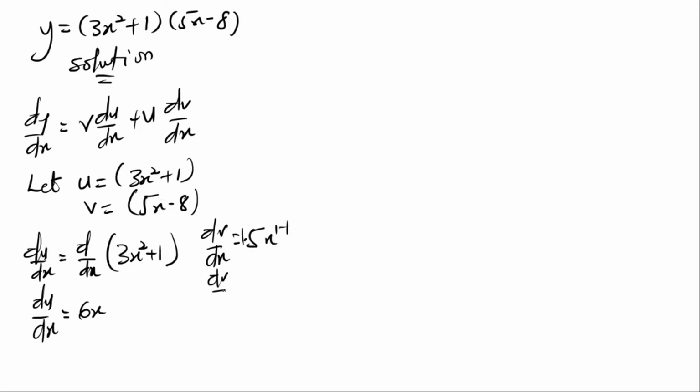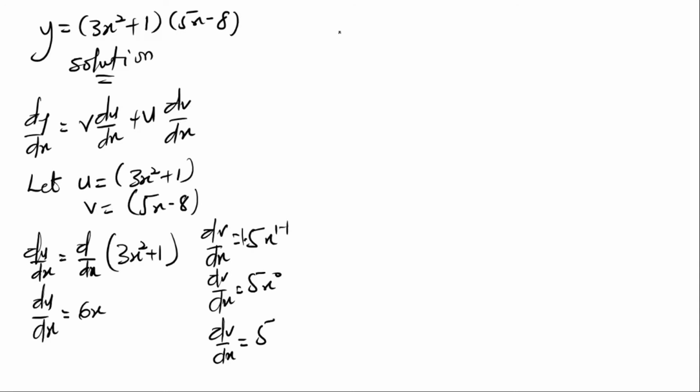So our dv/dx becomes 5 times x raised to the power 0, and then dv/dx is equal to 5, because x to the power 0 is 1. So now that we have du/dx, then we have dv/dx, we now know what our u is, what our v is. We just go and insert them into this formula, and then we get what?